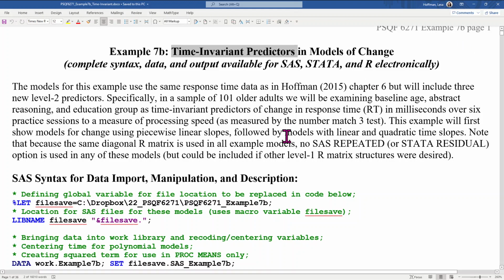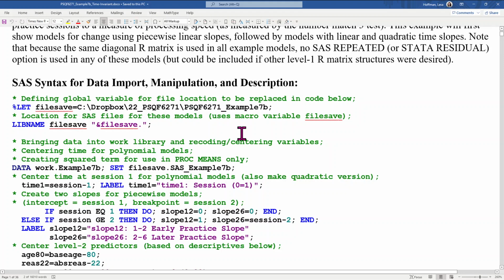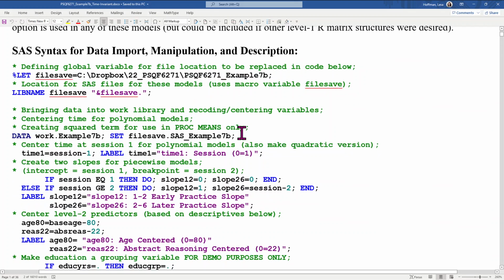This example is going to only have R matrices with a diagonal structure where the variance on the diagonal is held equal across occasions and there's no residual covariance. Consequently, we don't need to refer to the SAS repeated statement, the stated residual statement, and we can do all of the models using lmer in R rather than switching to the lme or gls functions within the nlme package instead. So I had went over the data import and variable manipulation.